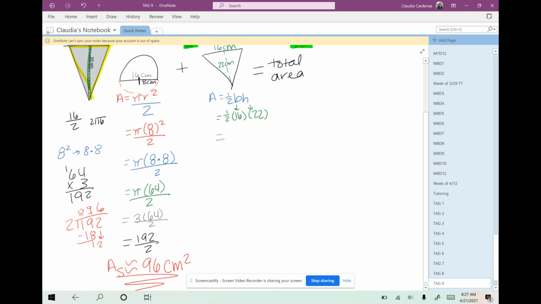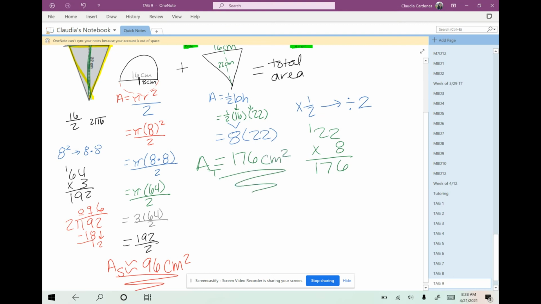So typically, because these numbers are so big, I like dealing with the 1/2 because I know multiplying by 1/2 is the same thing as dividing by 2. So write that note down to yourself. And so because both of these numbers are even, I know I can cut them in half pretty easily. And so I'm going to go ahead and do that with the 1/2 times 16, or in other words, what is half of 16? And I know that's 8. Let's bring down the 22, and all we're left to do is multiply 22 times 8, which is 176. So the area of the triangle, T for triangle, is 176 centimeters squared.